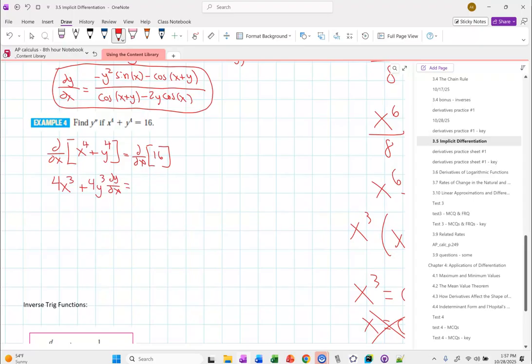And the derivative of 16 is? Great. So pretty easy. We just subtract the 4x cubed from both sides and divide by 4y cubed, and we're done. So I did the reducing there in my head. Is that okay with everybody? Okay. So I'm going to put a little box around that, or highlight it, because I'm going to need that later.